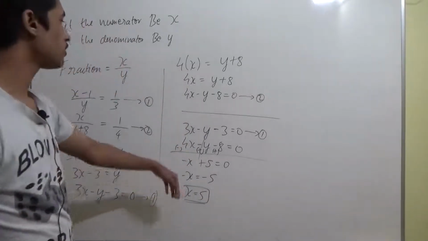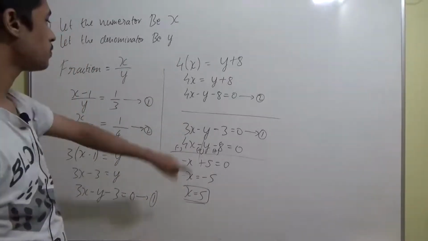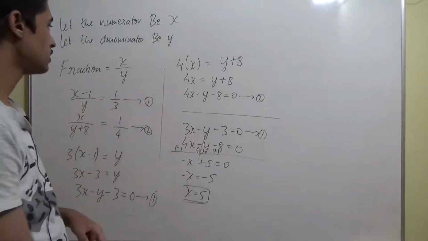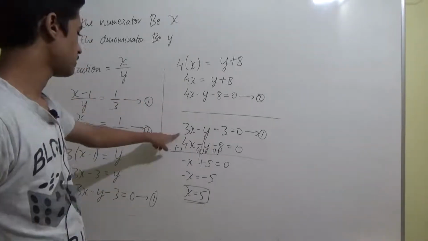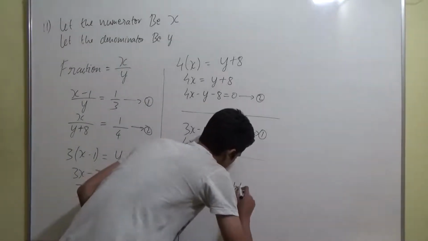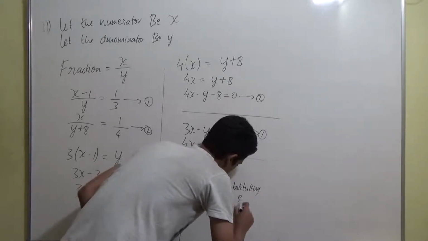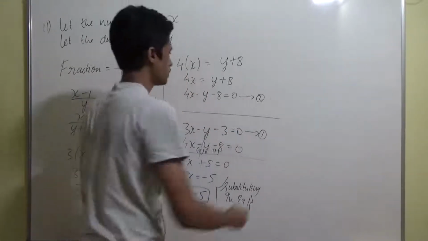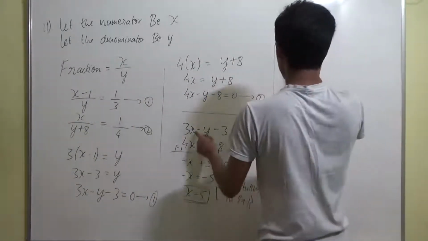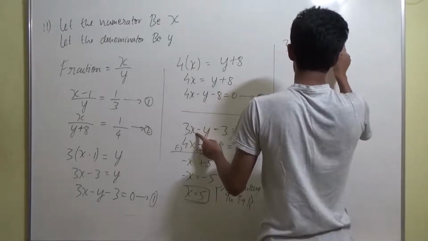Now if you put the value of x back in the equation, you will get the value of y. Let's put it in which equation? Let's put it in the first equation. So substituting, here you will be writing substituting in equation 1. Then what will you get? If you substitute in equation 1, 3 into 5 minus y minus 3 equal to 0.